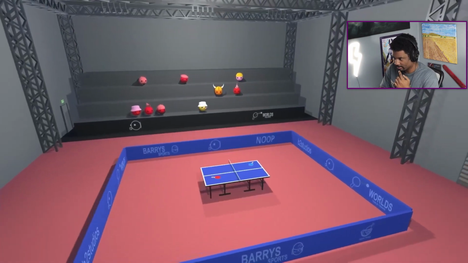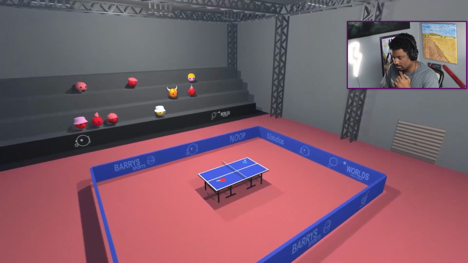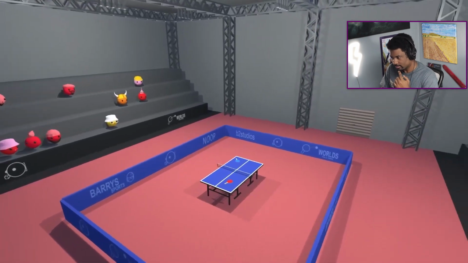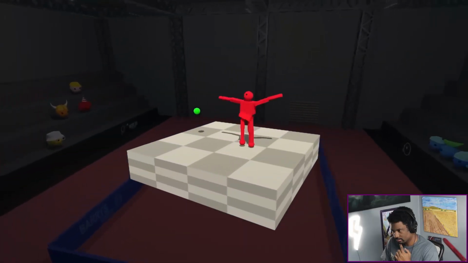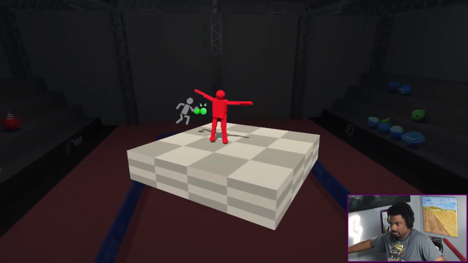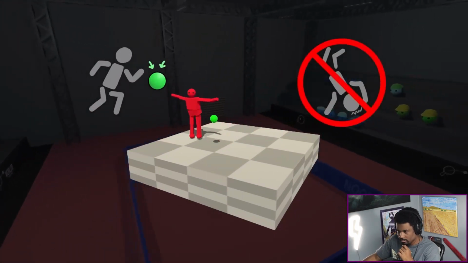Instead, we are going to break this problem down into a 4-point plan. Okay. Here's how this is going to go. Step 1. Create a walking AI. This AI has two goals. Move towards a target and don't fall over.